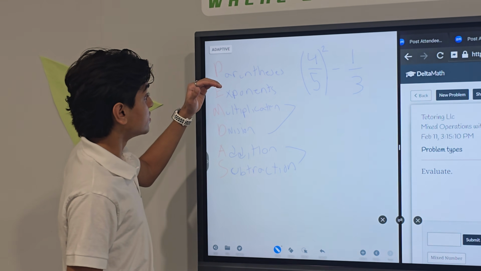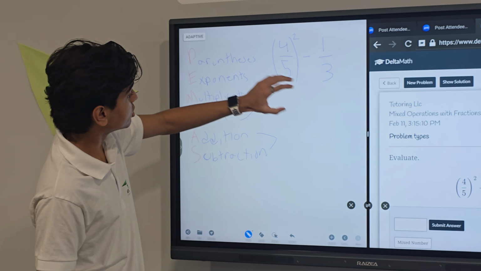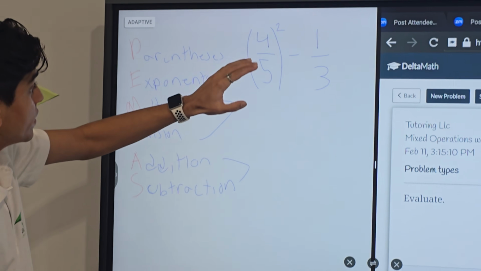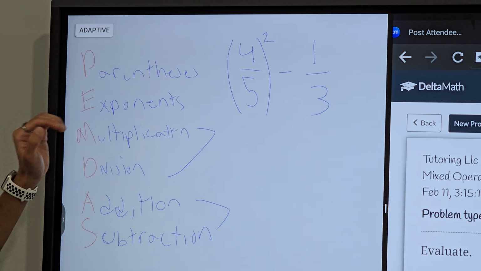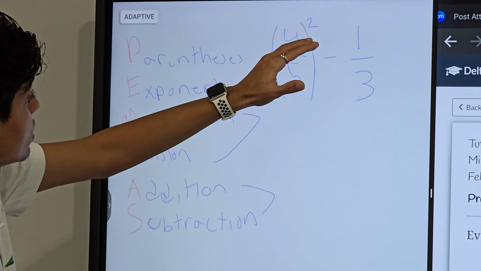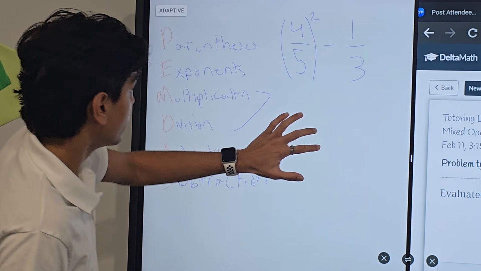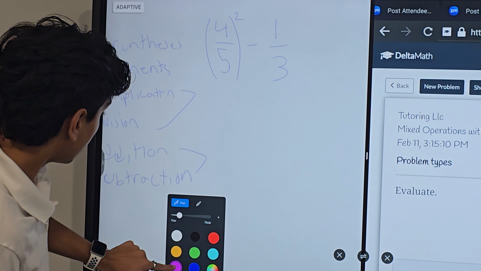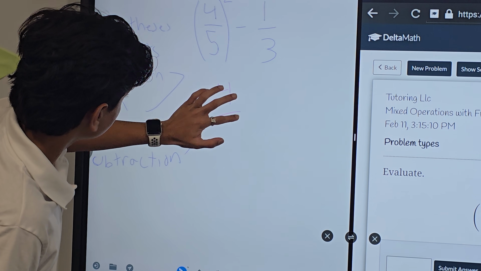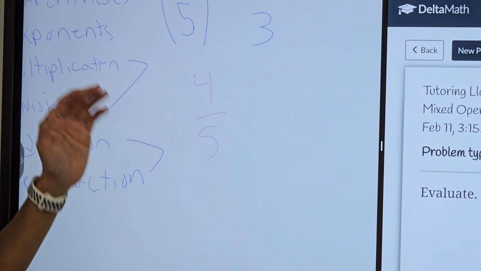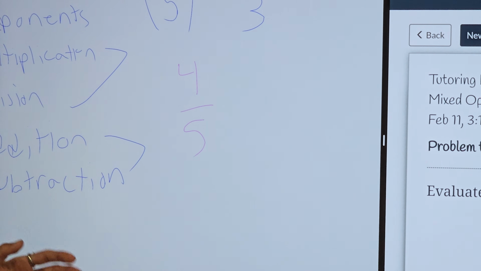First is parentheses. As you can see in our equation, we have parentheses around the 4/5. Next is exponents. We have exponents over the 4/5. So now let's solve that first part of our problem. You can come over here and do 4/5. And since it's squared, we multiply 4/5 by 4/5 only one time.